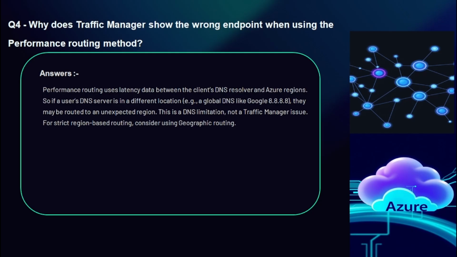Now next question. Why does Traffic Manager show the wrong endpoint when using the performance routing method? Answer is, performance routing chooses endpoints based on latency, not the user's physical location. If the DNS resolver detects lower latency from another region, it may select that endpoint. For strict geographic control, use geographic routing instead.